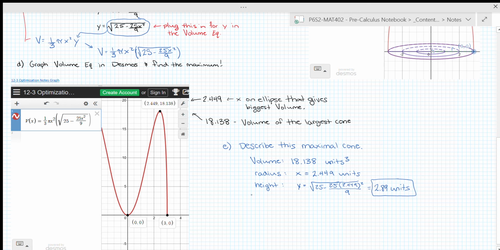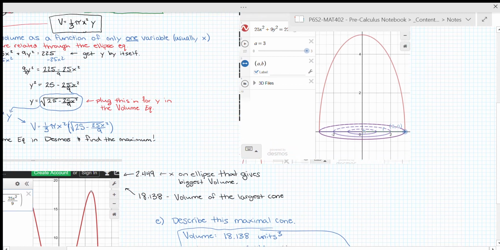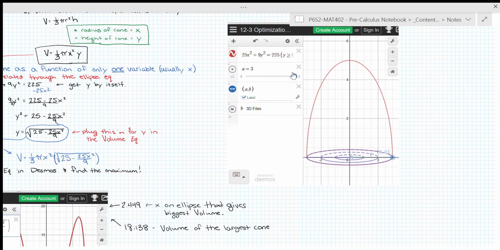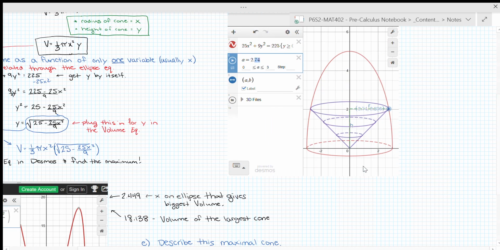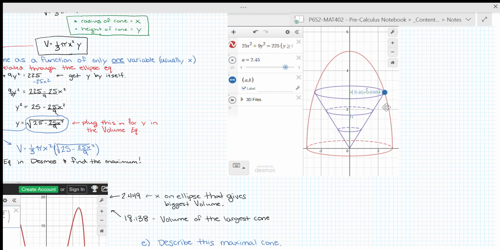So I have there the biggest one you could possibly go. If I went back up here, I can make my x value, I said it was 2.449. Oh, I think I could change it. Yeah, maybe not. Okay, I'll leave that alone. I can drag it still. Right, at 2.45, that's the biggest cone that I could possibly make.